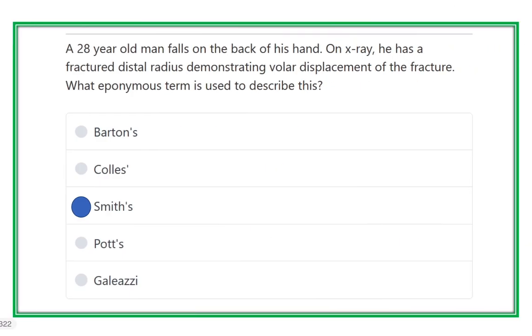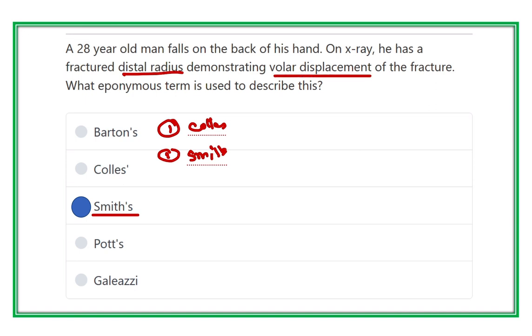So what is the diagnosis? I think it is very clear. It is the Smith's fracture. So in the distal radius, there are two important fractures. One is the Colles and the other is the Smith's. When there is volar displacement, that means the distal segment goes inward, then it is called Smith fracture. But when the distal fragment goes outwards, in this area, this is called the Colles fracture. So that is about the Colles and Smith fracture, and it occurs due to falling on an outstretched hand.